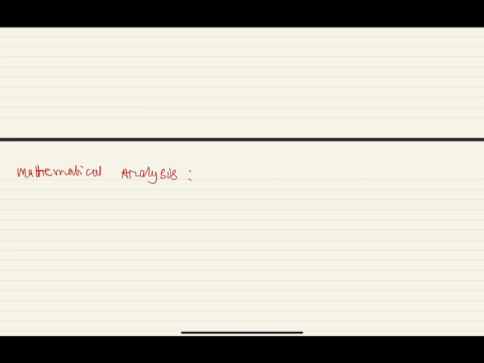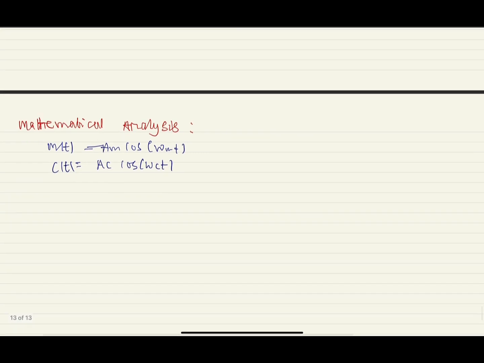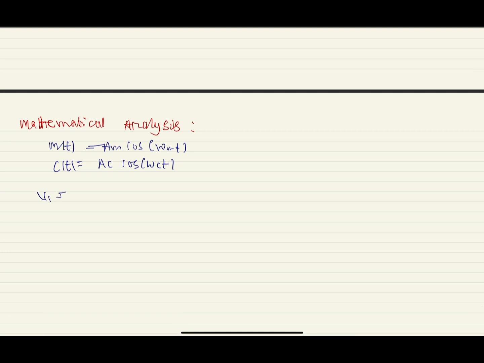As I said earlier on, we always need two signals: our message signal m of t, which is equal to Am cos omega mt, and our carrier signal c of t, equal to Ac cos omega ct. Having these, the input to the adder, V1, is equal to m of t plus c of t.